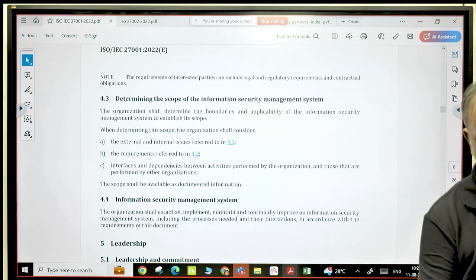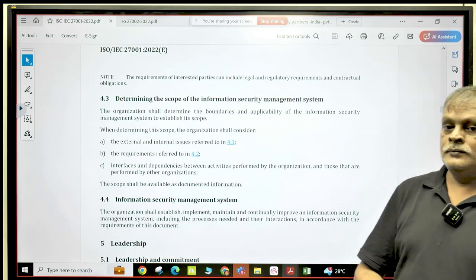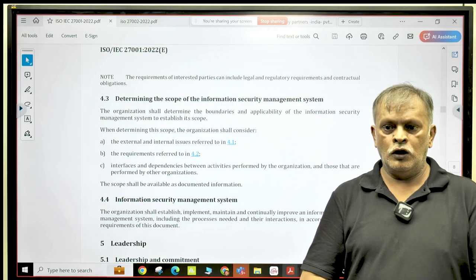एक बार quickly everyone go through your clause number 4. Ask me your questions. Then we move to clause number 5.